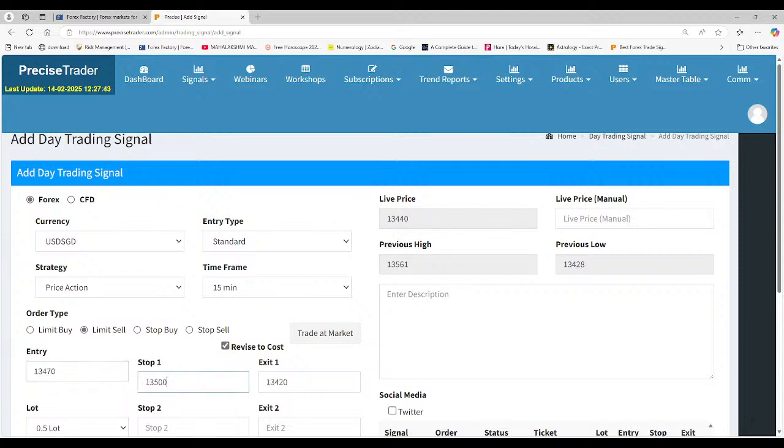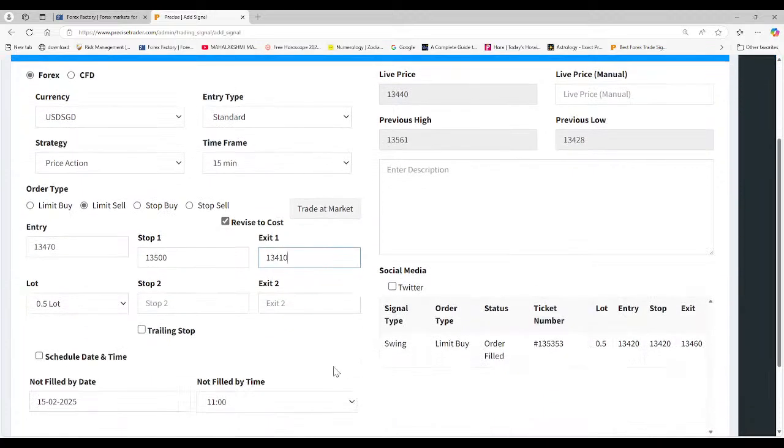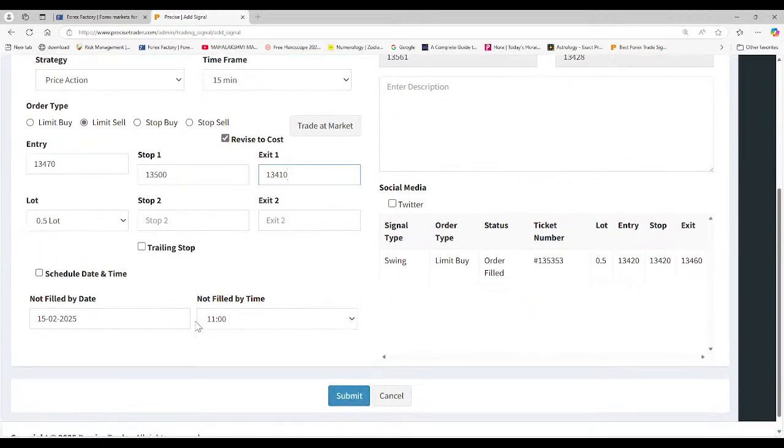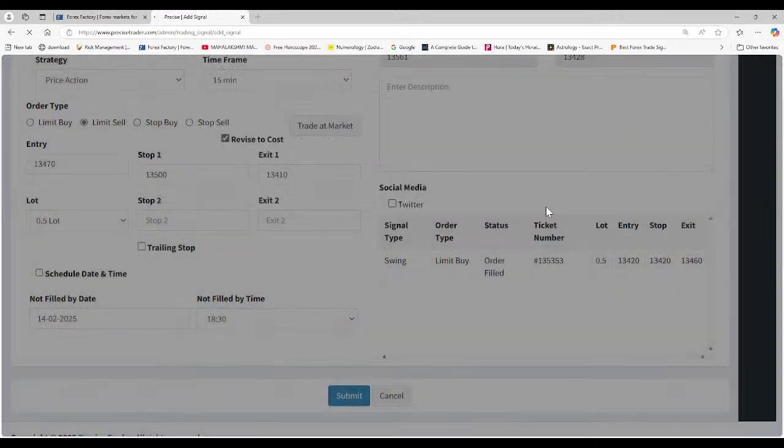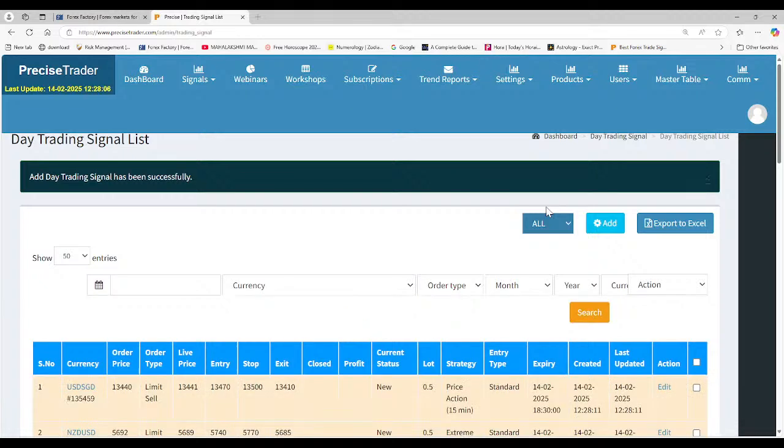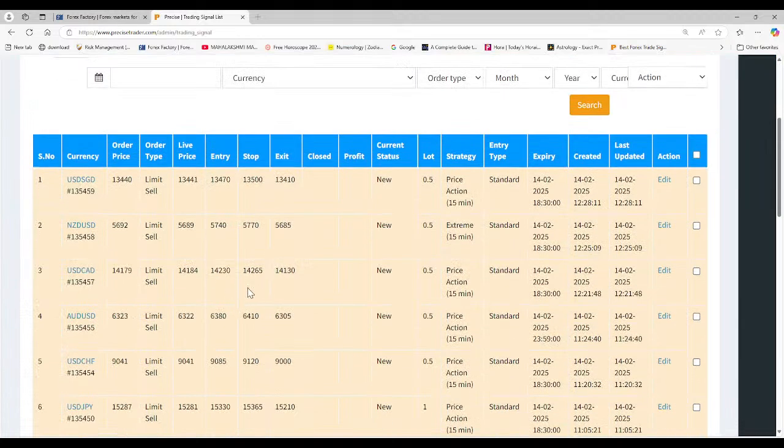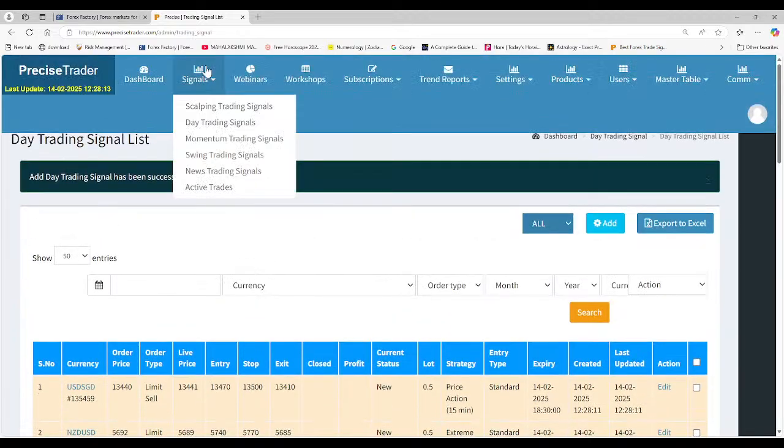$34.70, 35 and 34.10. Okay, so this one we want to give until the next time band. Okay, so I think that's about it.